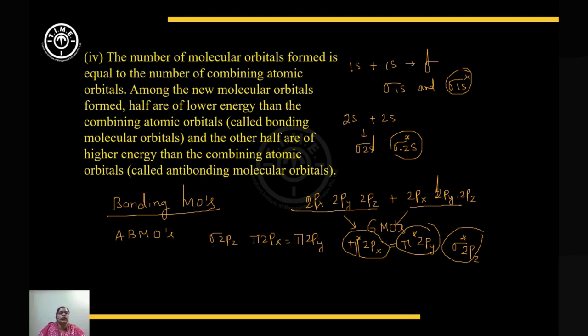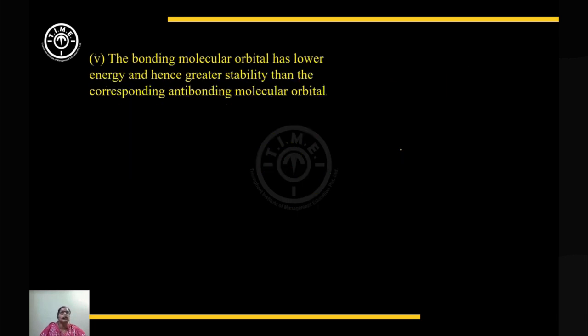So the number of molecular orbitals formed is equal to the number of atomic orbitals involved in the combination process, and half of them are of lower energy, which are called the bonding molecular orbitals, and half of them have higher energy than the combining atomic orbitals, and they are called the anti-bonding molecular orbitals. The bonding molecular orbital has lower energy and it is more stable than the corresponding anti-bonding molecular orbital.